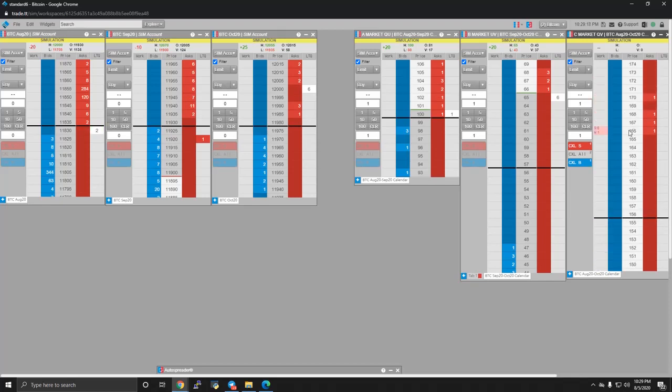And the reason this 166 could fill at 170 is discussed in detail in the book in the implied orders section.